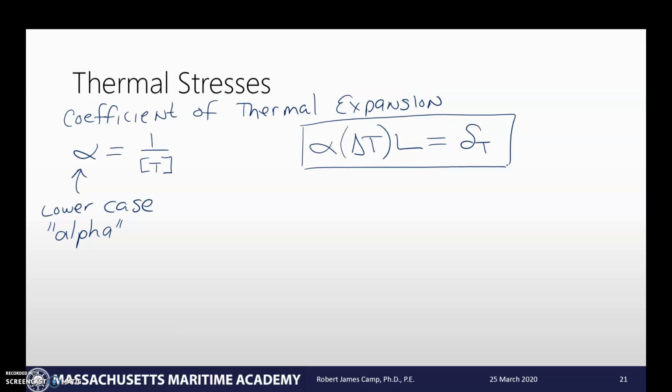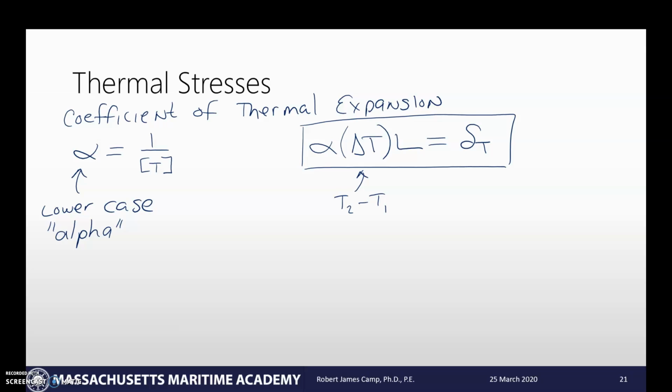And so basically, how do you calculate delta T? Well, delta T is T2 minus T1. If you're increasing in temperature, T2 minus T1 is going to be a positive number, and that will give you a positive expansion. If T1 is higher than T2, you're going to end up with a negative number, and so things will contract. It'll get smaller.